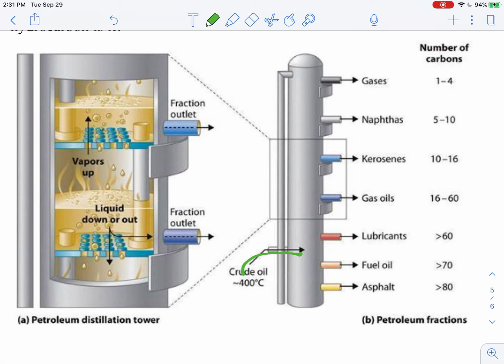And you'll notice that the higher you go, the fewer the carbons that you have, the lower the molar mass, the less dense the substance is. So up here you have very light hydrocarbons that might only have 1, 2, 3, or 4 carbons. Down here, for things like fuel oil, you could have hydrocarbons that have 75 carbons in them. And so those molecules are going to be ginormous compared to the ones at the top, and so they are going to have a higher molar weight and a higher density.